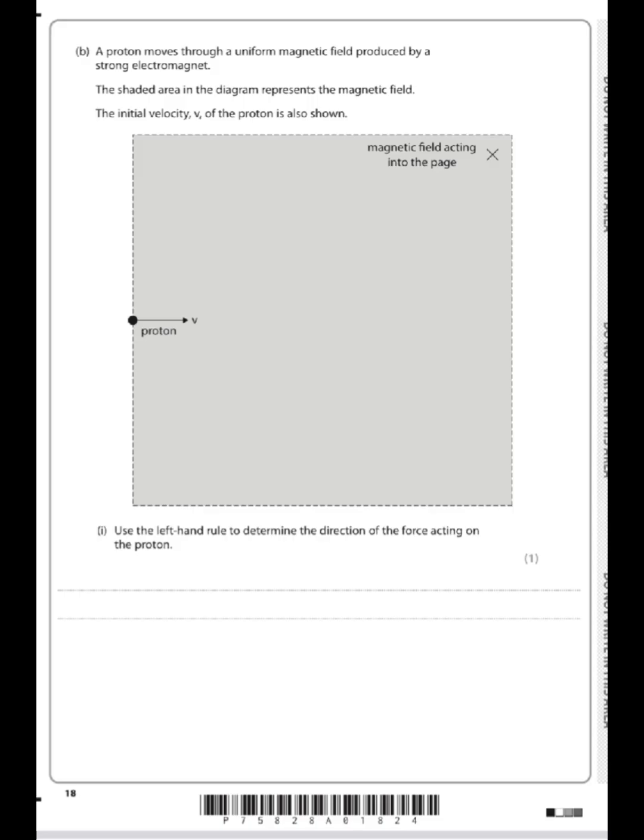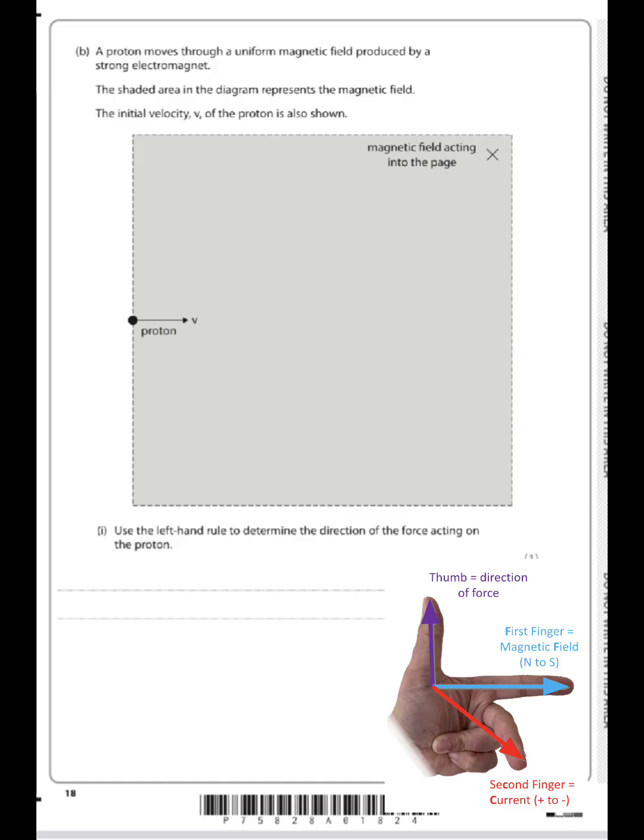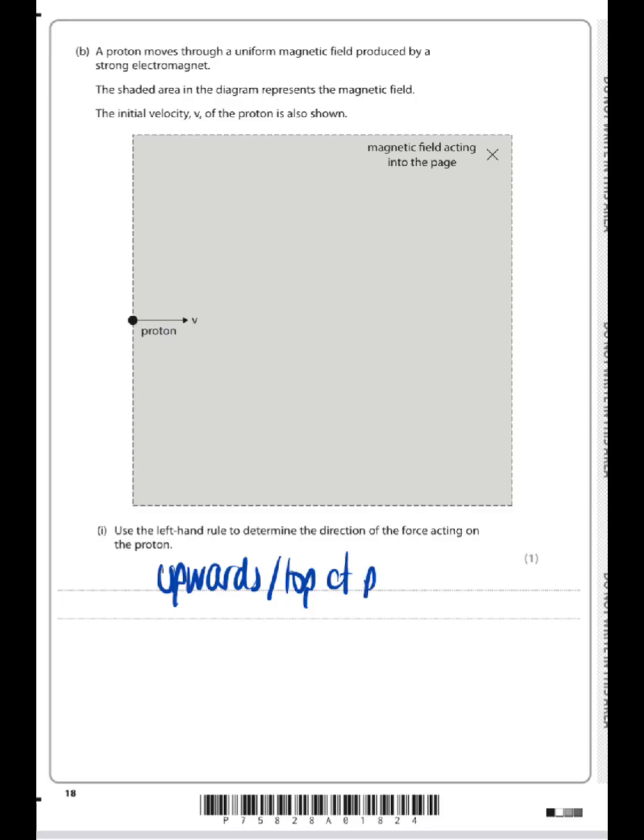But think about what happens in the motor effect. A wire is carrying a current, and a current is simply a moving charge. So this applies in exactly the same way. The direction of our proton from left to right is the same direction as conventional current. So you need to take your left hand and put your first finger, second finger, and thumb at 90 degrees to each other. Your first finger should point downwards towards your page because the magnetic field is going into the page. Your current is traveling from left to right, so your second finger should be pointing from left to right. When you do that, you will find that your thumb is pointing upwards towards the top of the page. So upwards, or top of page.